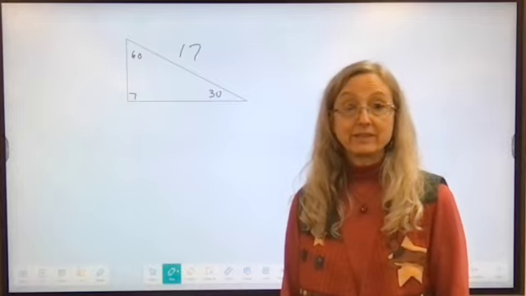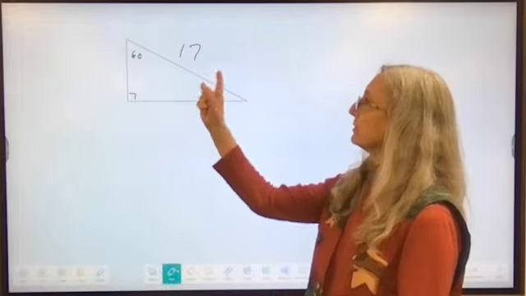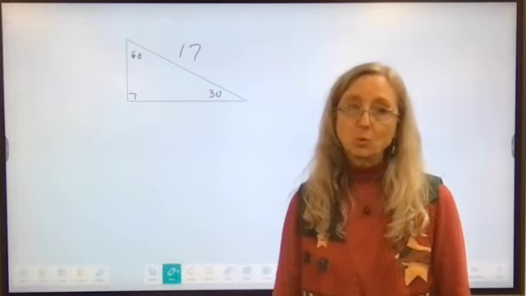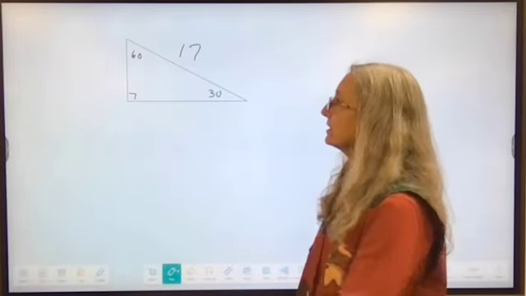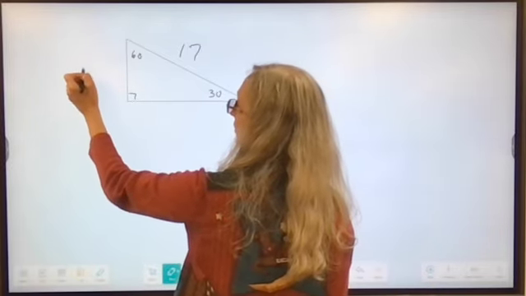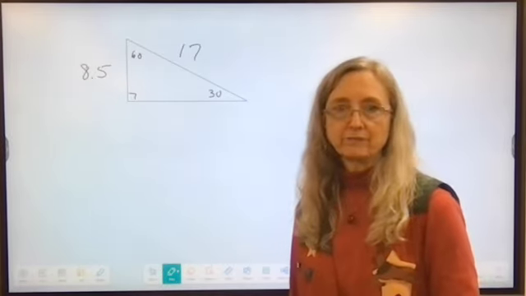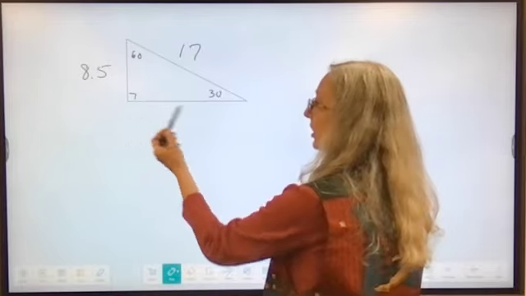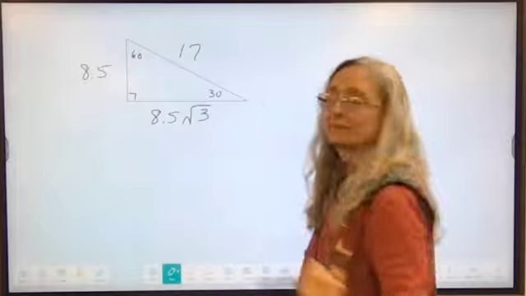Let's say I'm given the hypotenuse and I need to find the 2 legs. Remember that the hypotenuse is twice the length of the short leg. So this is 17 over 2 or 8.5. Either way, 17 over 2 or 8.5, same. And then the long leg is the short leg times the square root of 3. And you have it.